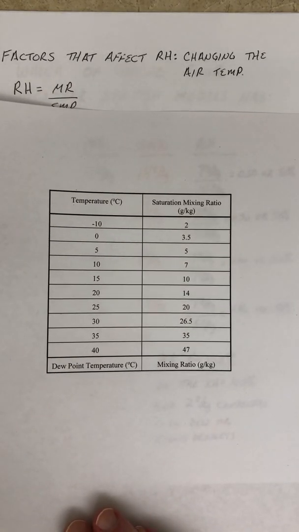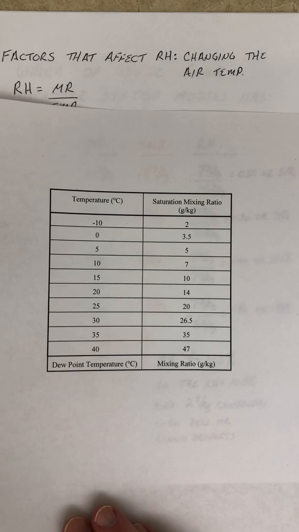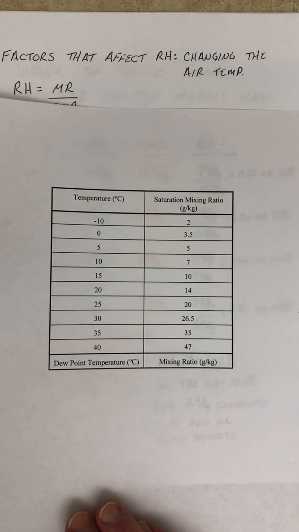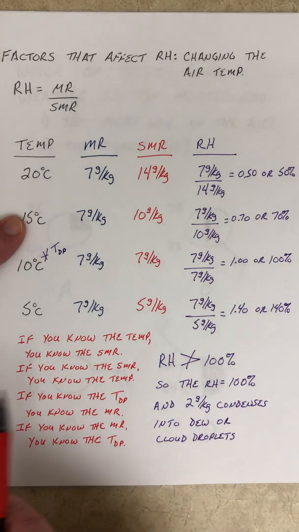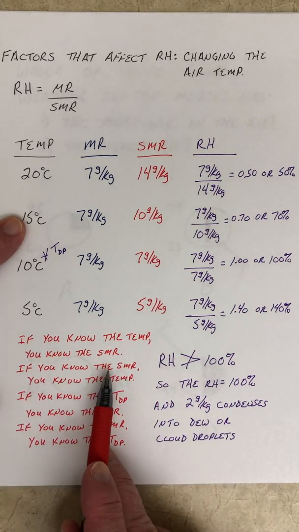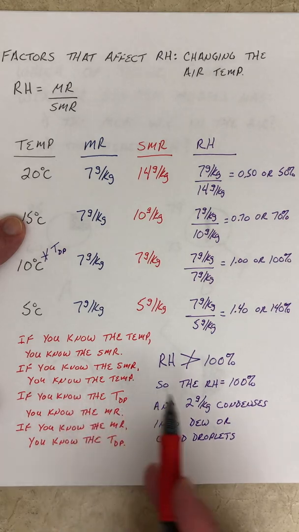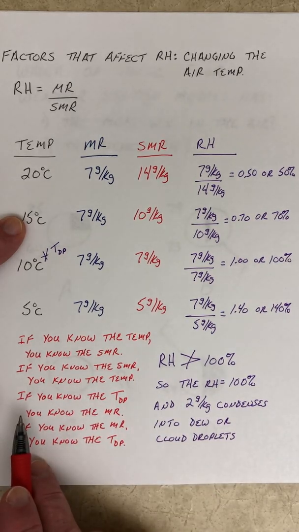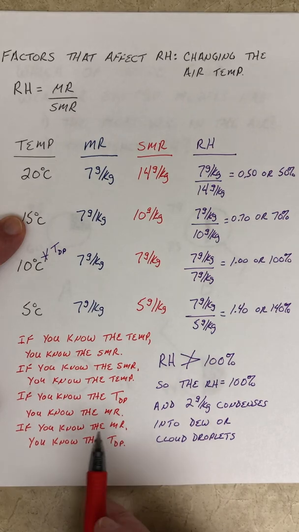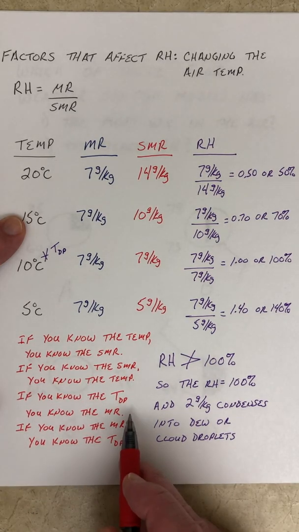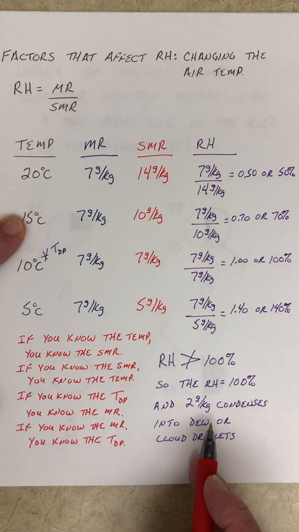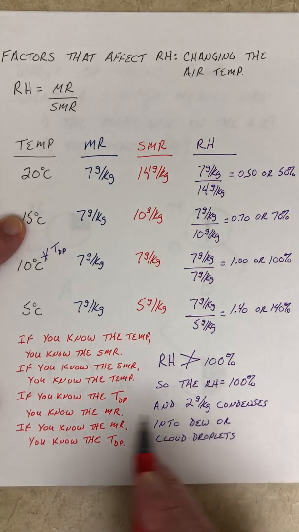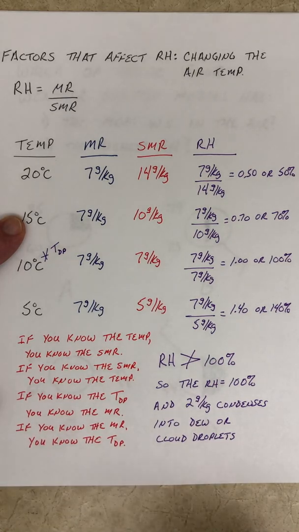This is an important table. You don't need to memorize it. If you ever need it for a quiz or whatever, I will provide it for you, so you don't have to memorize these numbers. Just make sure you understand the concept that if you know the temperature, you know the saturation mixing ratio. Likewise, if you know the saturation mixing ratio, you know the temperature. But you can use the same table for dew point temperature and mixing ratio. If you know the dew point temperature, you know the mixing ratio. Conversely, if you know the mixing ratio, you know the dew point temperature. I hope that helps.